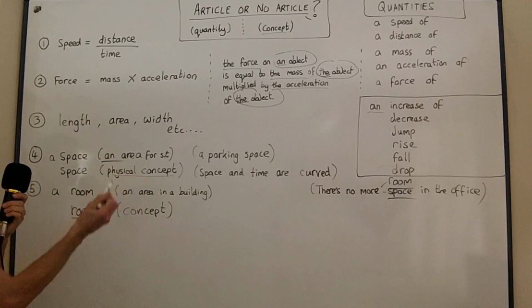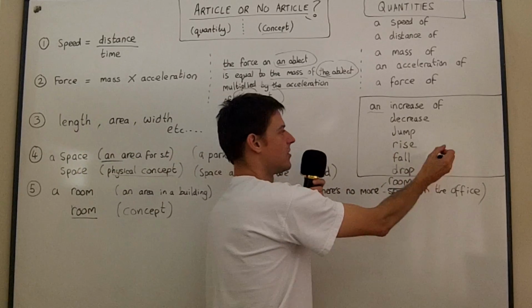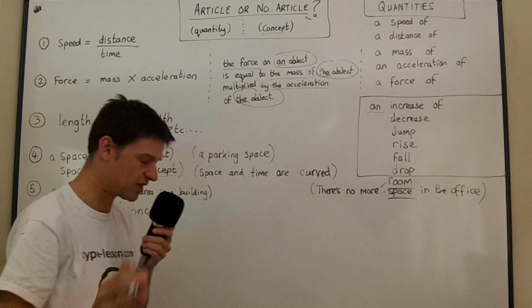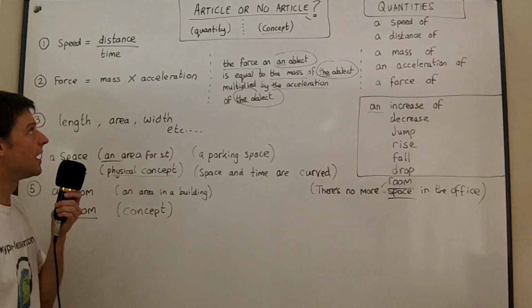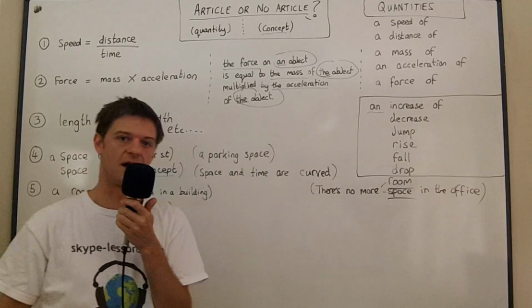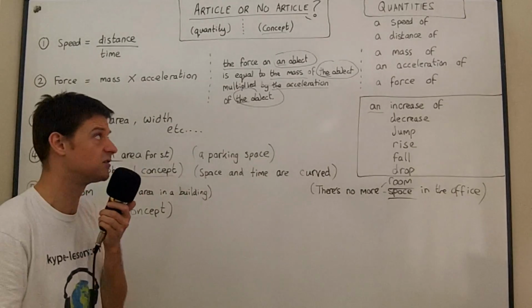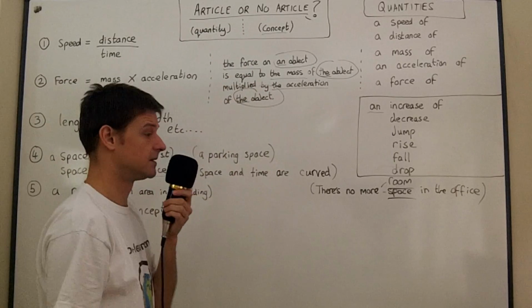Okay, I hope that's all clear for these quantities, and please remember this box. It's very important. You'll see it all the time with "a". In the next lesson, we're going to look at abstract nouns used countably and uncountably, because that's usually where most of the confusion is with article or no article.